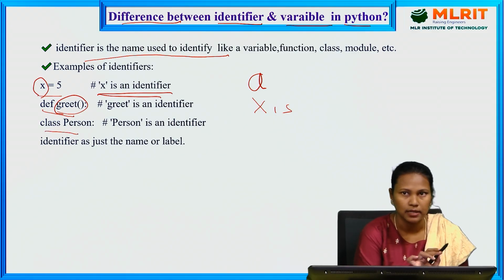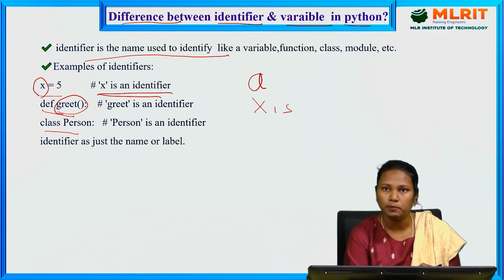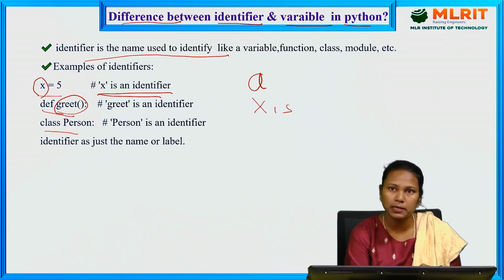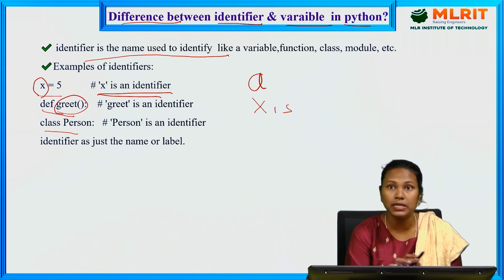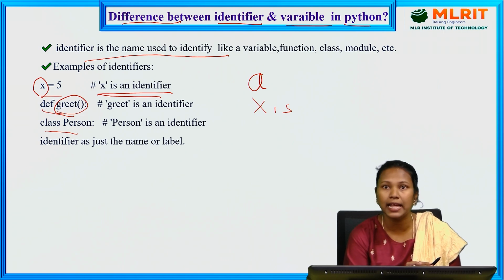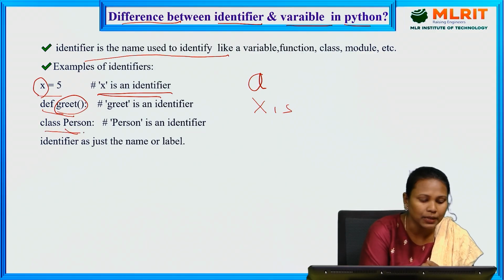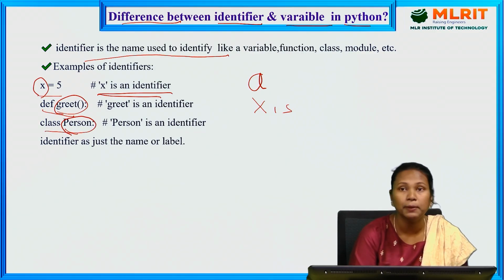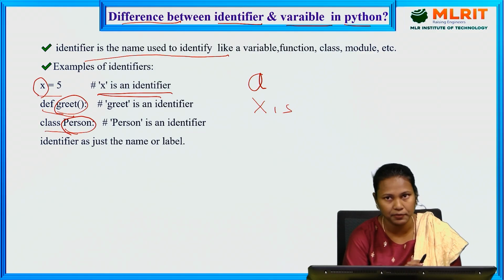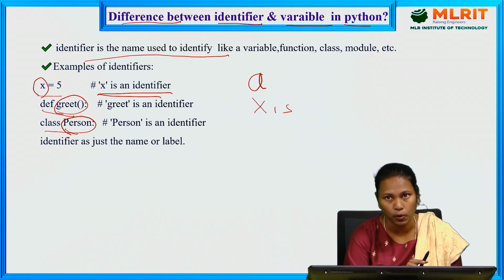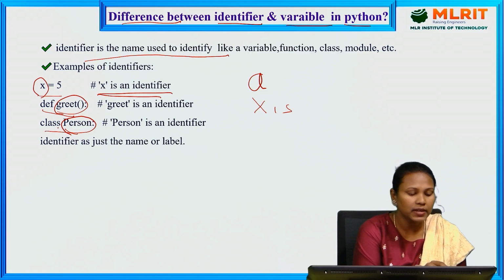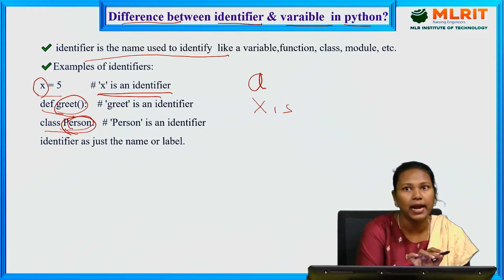Class person. Python is an object-oriented programming language. It supports object-oriented concepts also, like class and inheritance. Whenever you are using a class, we have to define the class name also. So the class name is person. Person is an identifier. Here we are talking about one particular person, that is called one object. So person, we are considering as an identifier.